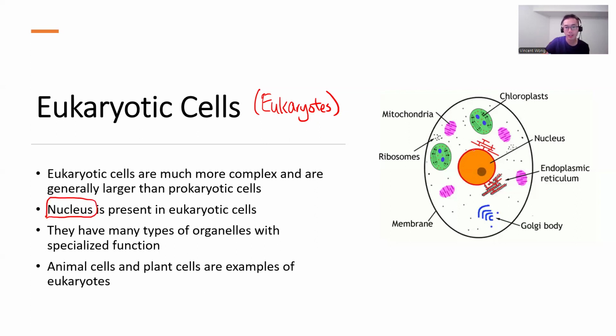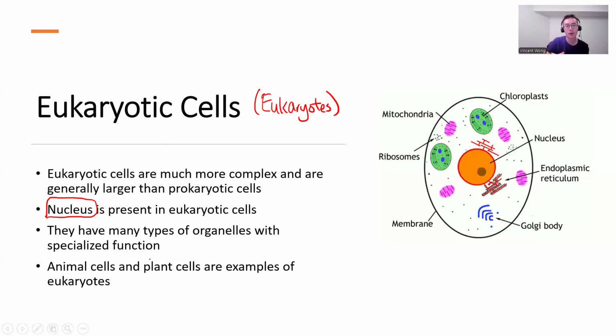Okay, so there's usually a circular structure in the middle, and that is where you will house all your genetic information. We'll write all these down later. The eukaryotic cells have many types of organelles with specialized functions.